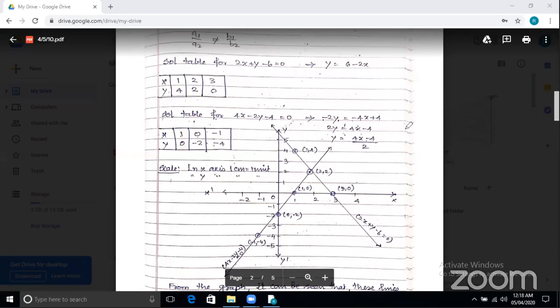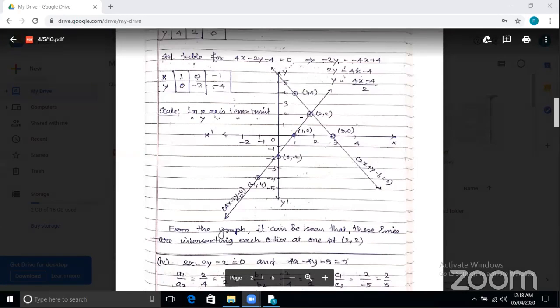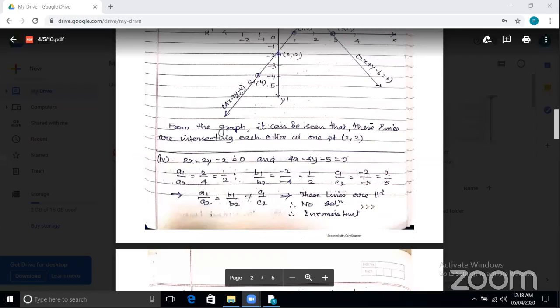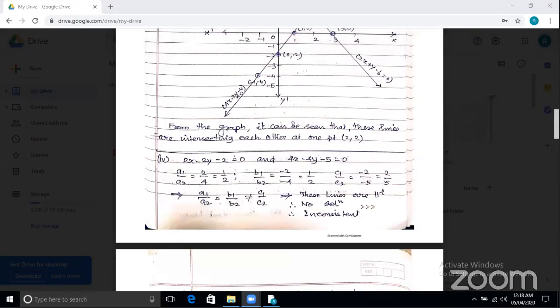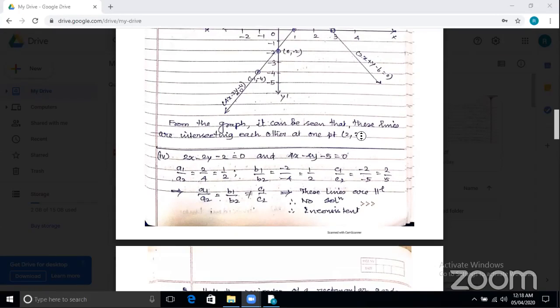Now, from the graph, it can be seen that the point is 2, 2. Any doubt in this? We go to the next problem.